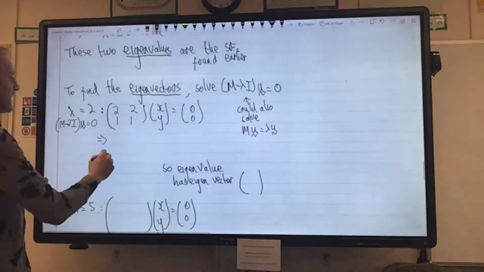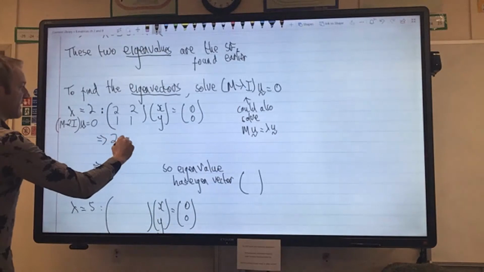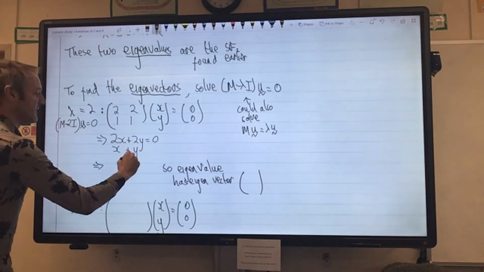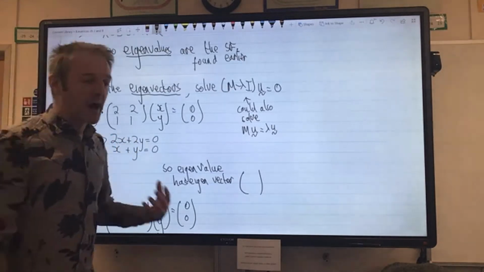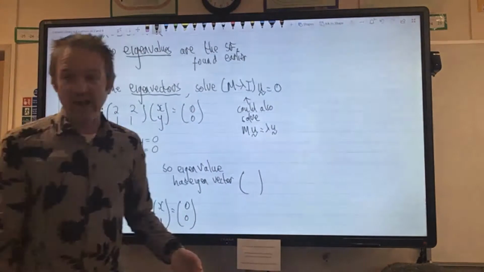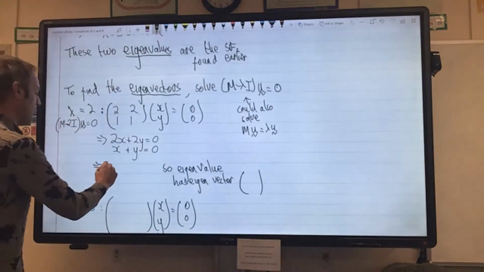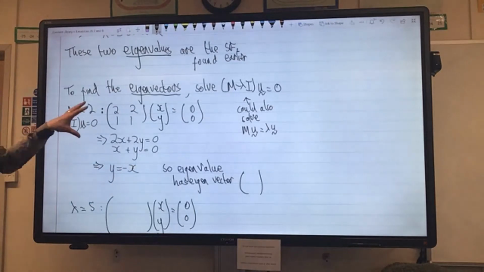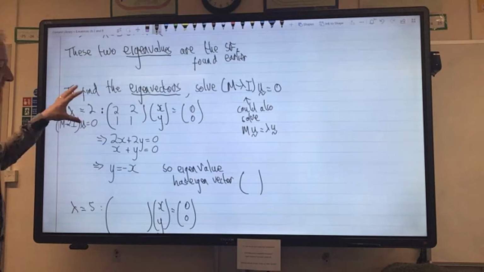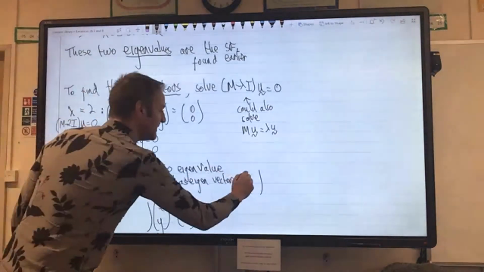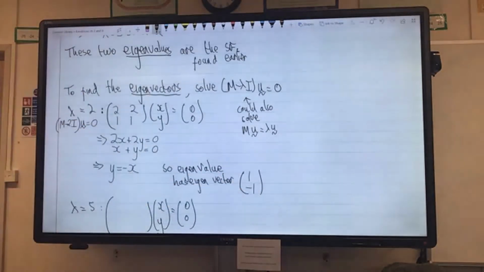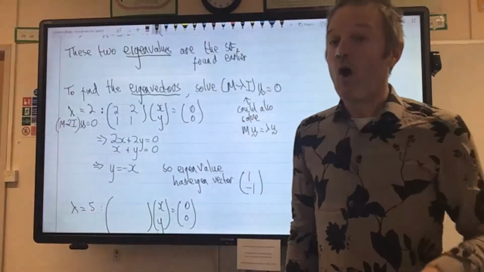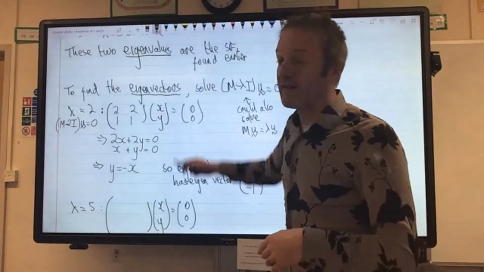And that gives us two equations, 2x plus 2y equals 0, and x plus y equals 0. And as you will come to expect, they are the same equation. They tell you that y equals minus x. So when lambda is 2, our eigenvector is given by y equals minus x. So for example, 1, minus 1. Now that was the direction vector of the invariant line that corresponded to the scale factor 2 that we've already found.